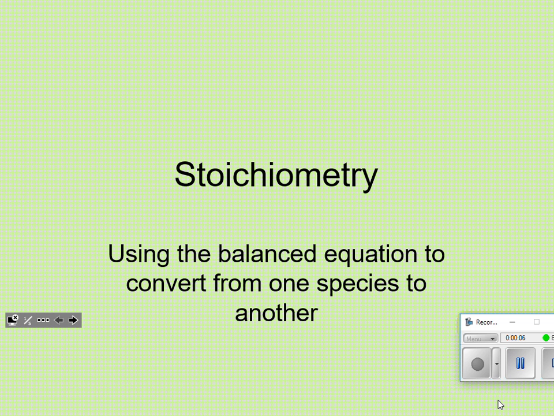So, a couple of keys of stoichiometry. Again, we need a balanced equation. And then we can use those coefficients in order to solve for one thing or another.